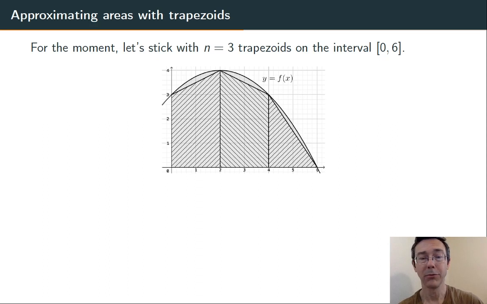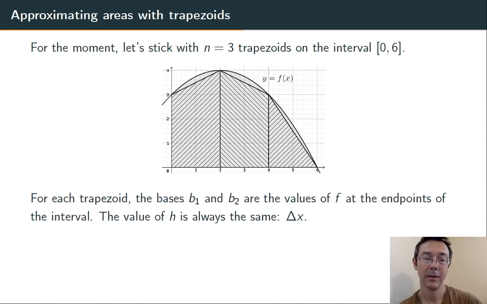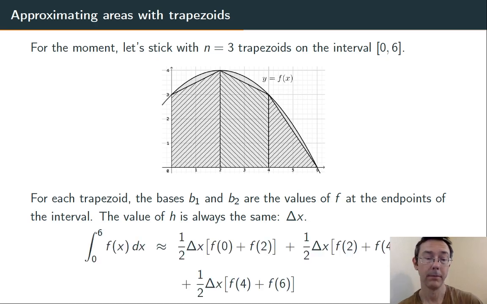Here's that picture we had before. We've got 3 trapezoids. The one on the right has a base on the right of 0, so it degenerates into a triangle, but the formula works exactly the same. So again, the bases are going to be the values of the function at the left endpoint and the right endpoint of each subinterval. Notice that h is always going to be the same. It's going to be delta x. In this picture, it's going to be 2.